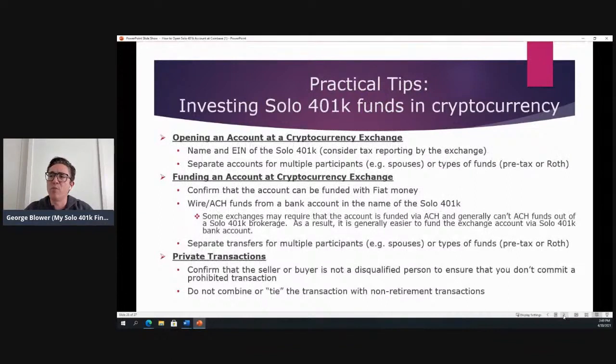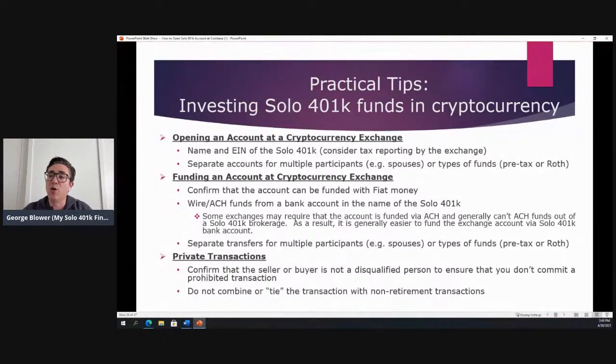We have more practical tips on this slide. Again, we've talked about this, but it is quite important that the name and EIN of the plan be used to open the account at the exchange. The account at the exchange needs to be opened with that information. And it goes back to tax reporting. That's a practical reason why.